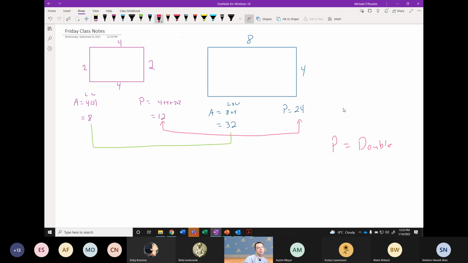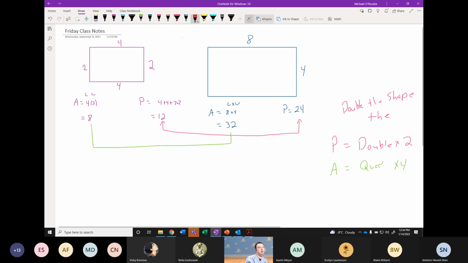If we double the shape, the perimeter is going to be doubled. And the area is times 4. And we're going to quadruple the area. Okay, or times 4. And the perimeter is going to be times 2. So let's do another one.